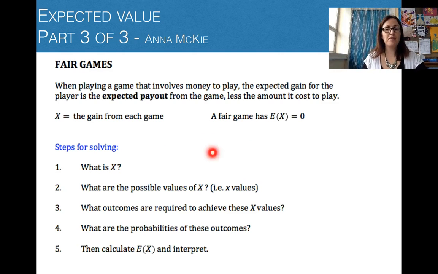So the steps for solving, I would advise you to write these down and follow these steps for every question. Now, sometimes you won't need them because it'll be fairly obvious to you, but it's good to put it into practice for the easier questions so that when we get to the harder ones, you've already got this process in place for what to do.